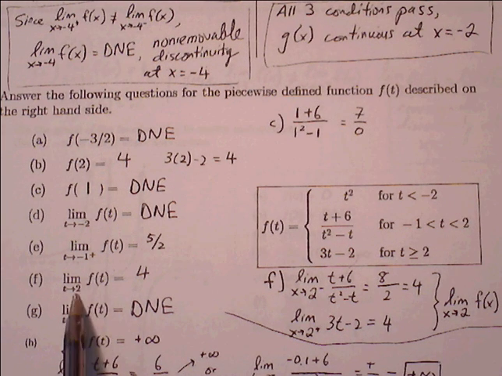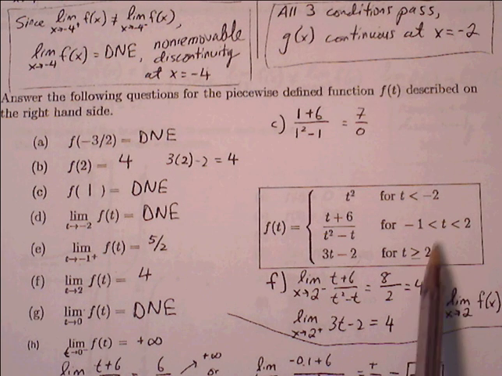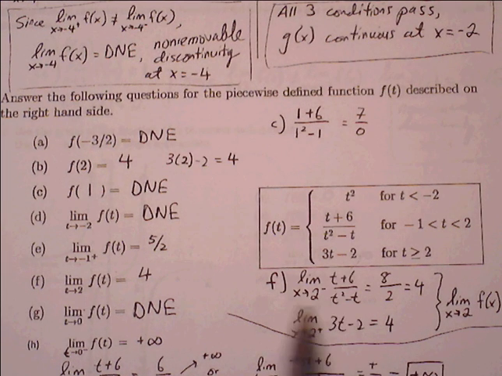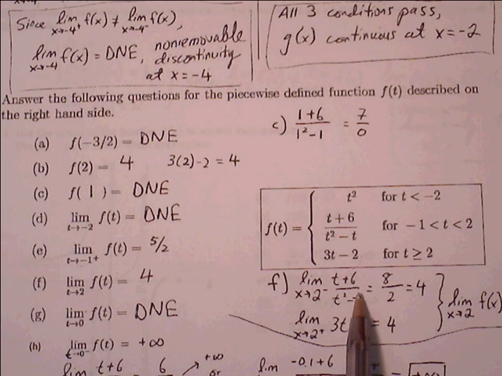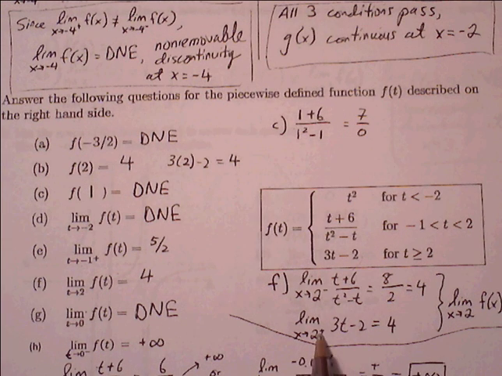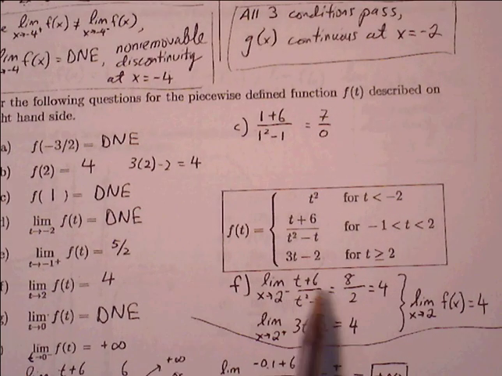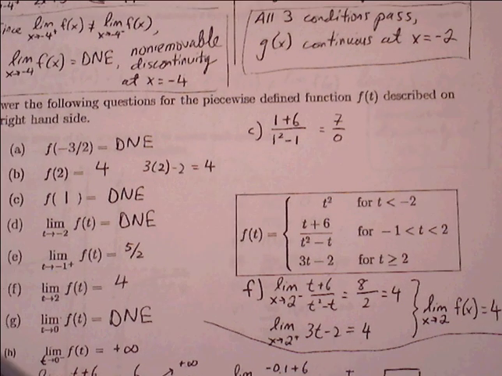Okay, limit as x approaches 2. That means we have to test the one-sided limits. We're going to approach 2 from the left side of 2, and from the right side of 2. I'm showing the work here. From the left side of 2, we use the second piecewise. From the right side of 2, we use the third piecewise. Plug 2 in, we get 8 over 2, which is 4. Plug 2 in to the third piecewise, we get 3 times 2, 6 minus 2, which is 4. So 4 equals 4. The limit does exist because the one-sided limits agree, so our answer is 4.